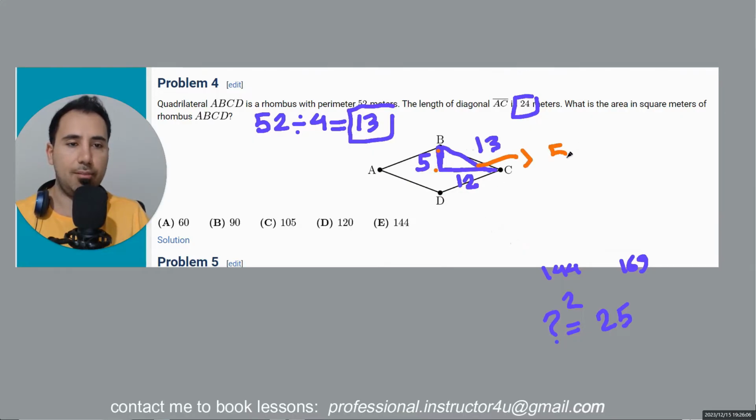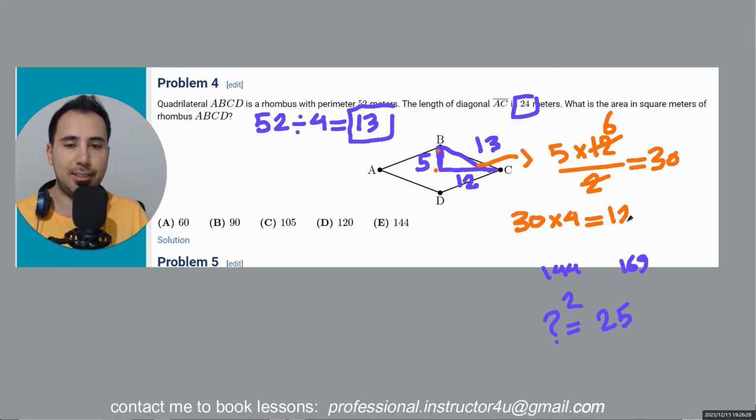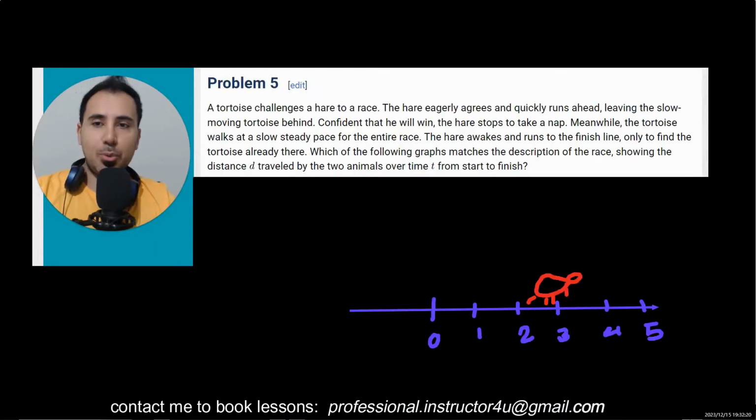5 times 12 divided by 2. The 12 will cancel with the 2, so 5 times 6 is 30. So the purple triangle is 30. We have 4 of that. So we're going to have 30 times 4, which is equal to 120, which results in choice D.